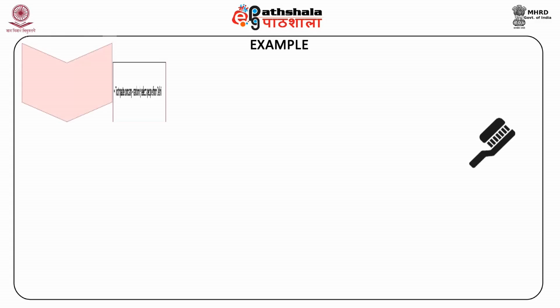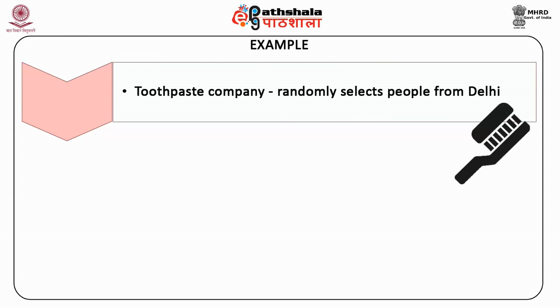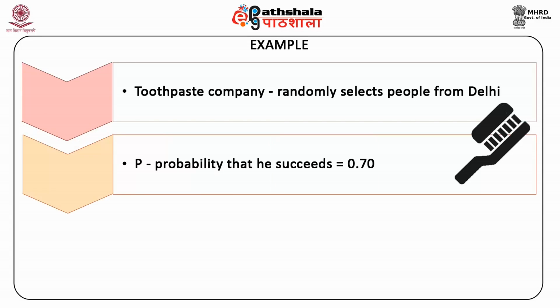Let us look at another example. A representative from a toothpaste company randomly selects people from Delhi city until he finds a person who is currently using any variety of the company's product. Let P, the probability that he succeeds in finding such a person, be equal to 0.7, and let X denote the number of people he selects until he finds his first success.